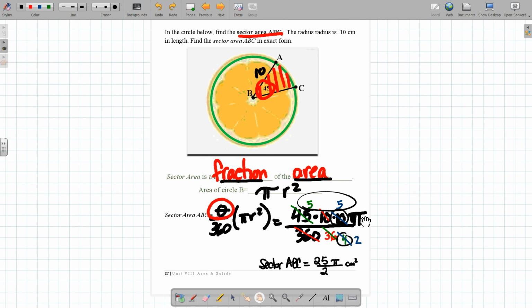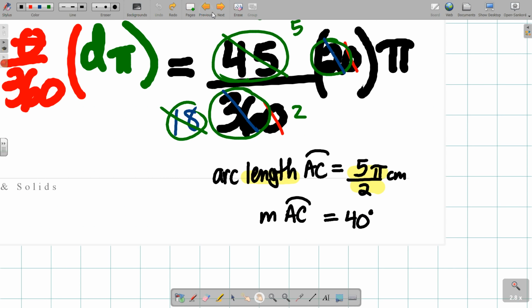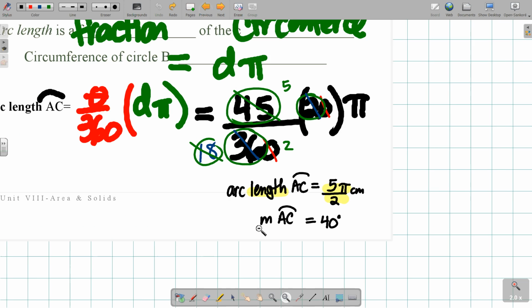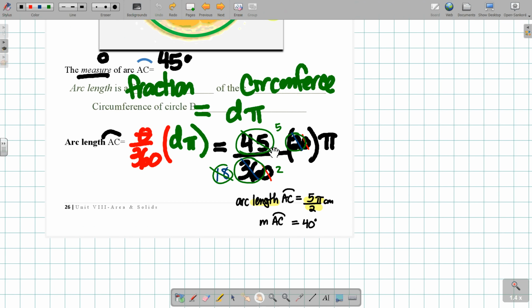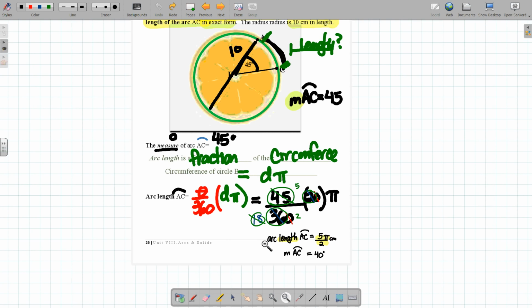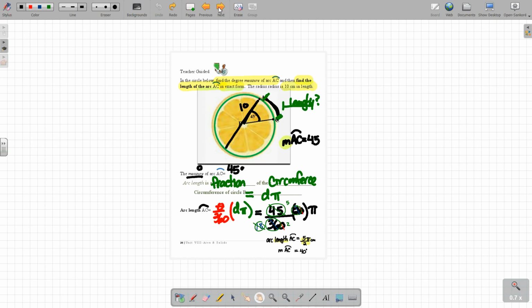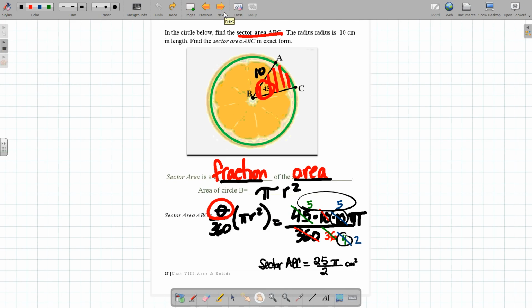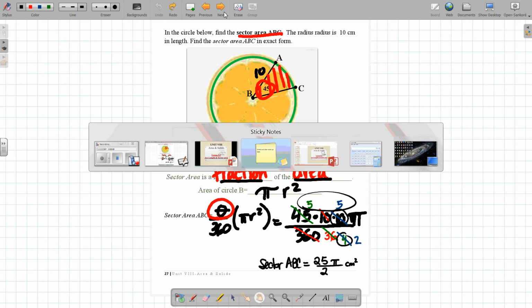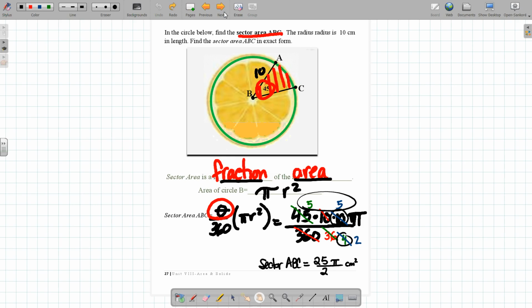I suggest you pause here just for a moment. In fact, I'm going to set the timer for 30 seconds. And in those 30 seconds, in your mind, I'd like you to re-explain to yourself what on earth is the difference between these two pages, between arc length and then sector area. What is the difference? Take about 30 seconds, re-explain it to yourself. Go.